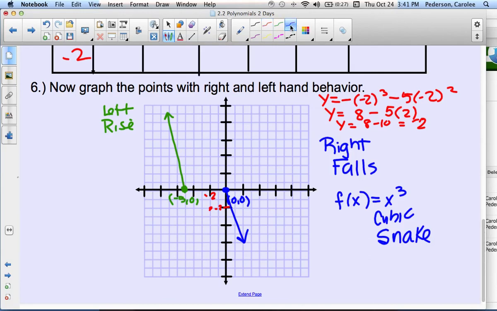Remember also with that blue piece, you cannot cross the horizontal axis. You may want to try one more point to see how far it goes down, and then it has to come back up. And that's how you can graph a higher order polynomial.